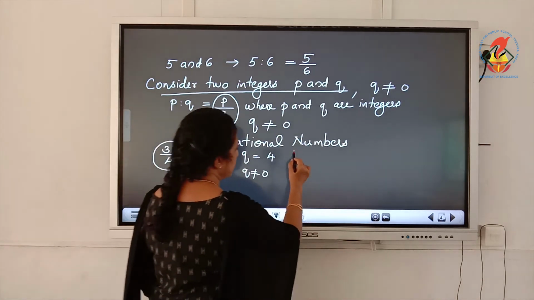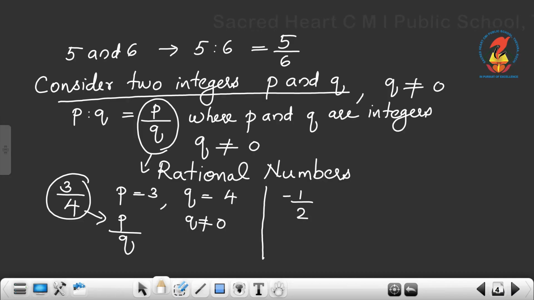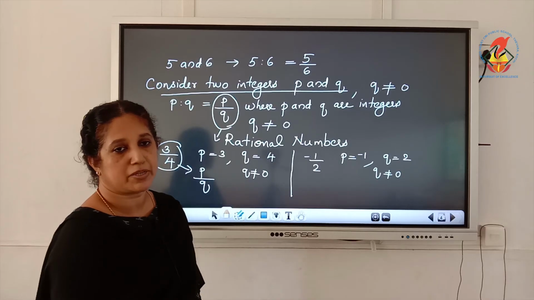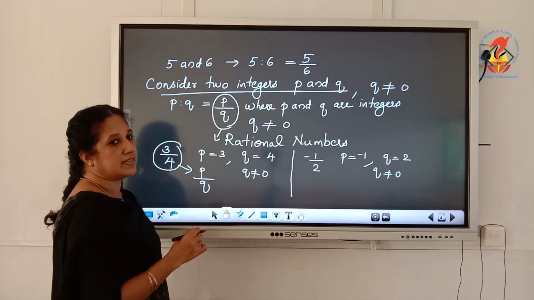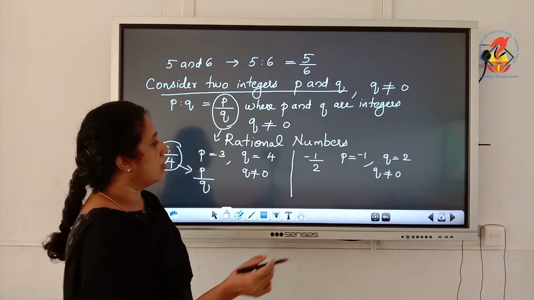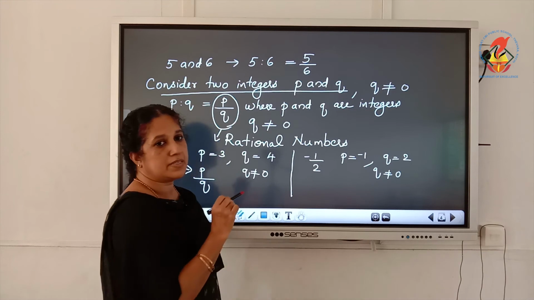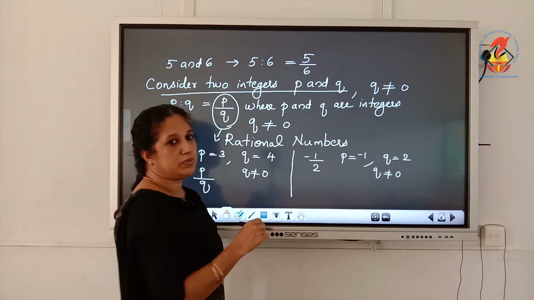Now we can consider another example. Negative 1 by 2. We can call it a rational number. So the value of p is equal to negative 1 and q is equal to 2, and q is not equal to 0 also. p and q are integers and the denominator is not equal to 0. So negative 1 by 2 is a rational number. So all fractions are rational numbers, as well as numbers like negative 1 by 2, negative 3 by 4.